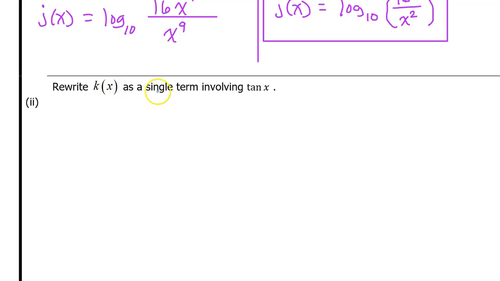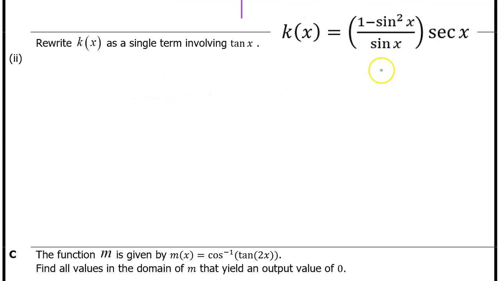Part B, part 2. Rewrite k of x as a single term involving tangent x. We need to rewrite this expression as a single term involving tangent x. This is going to require knowledge of a few identities.